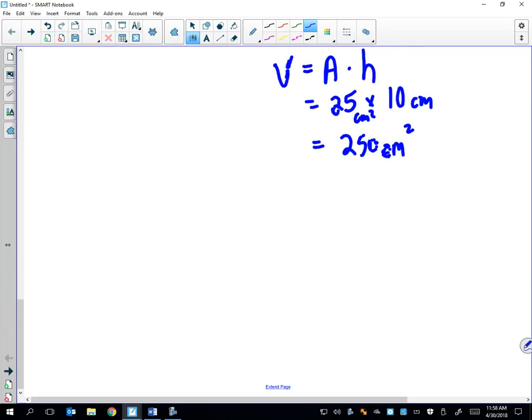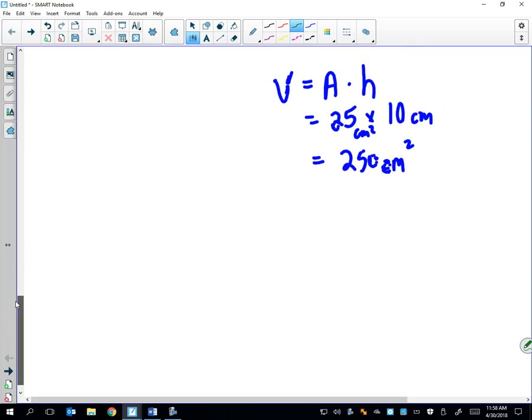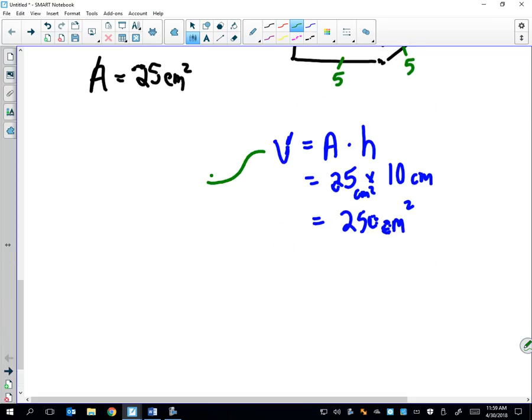So another way of doing this, just to be a little more mathematically thorough about this, is the area of the rectangle, or square in this case, was length times width times height.